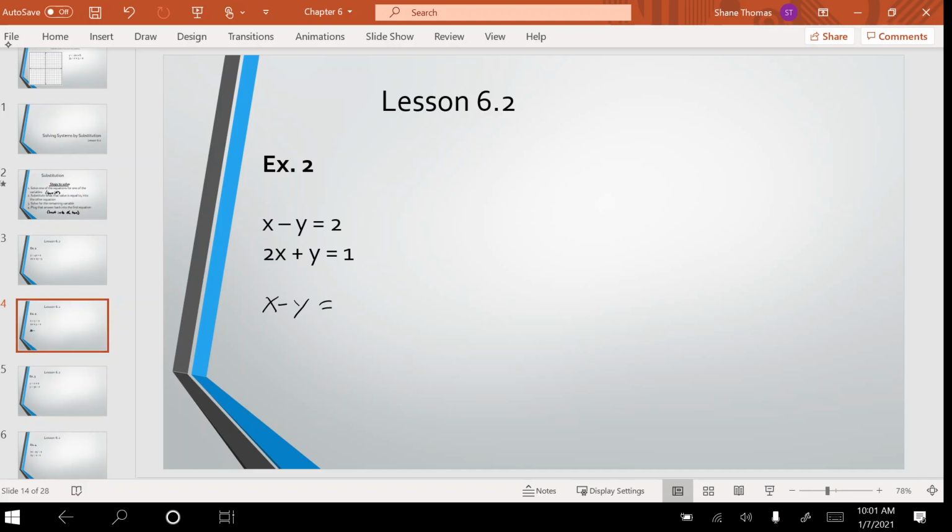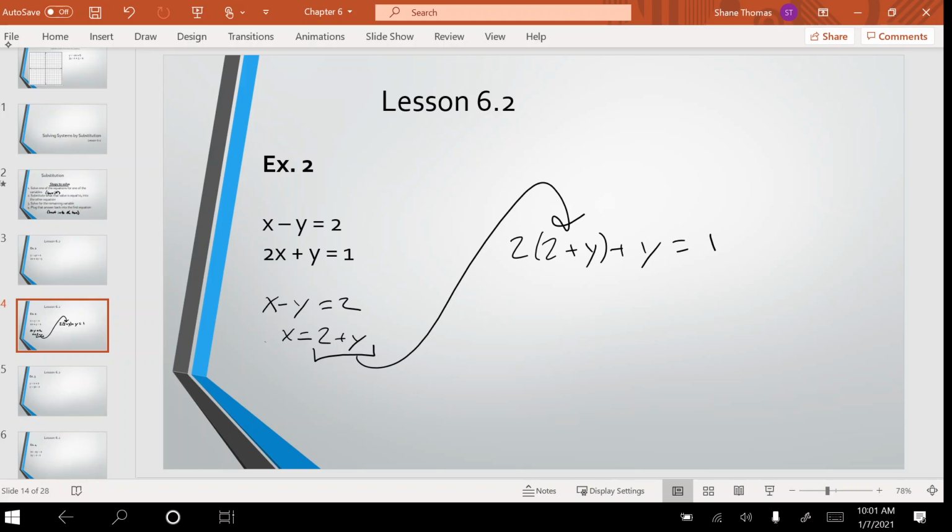x minus y equals 2. Solve for x. So I'm going to add the y over, get x equals 2 plus y. Box that guy up. Okay, put that into the other equation for x. So 2 times (2 plus y) equals 1. Distribute. So I get 4 plus 2y plus y equals 1.